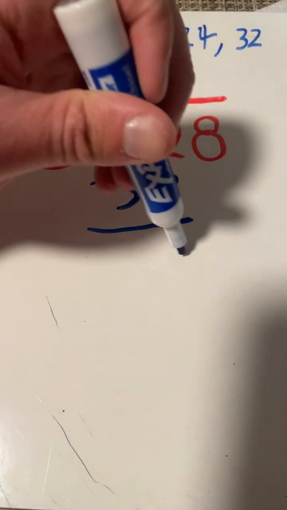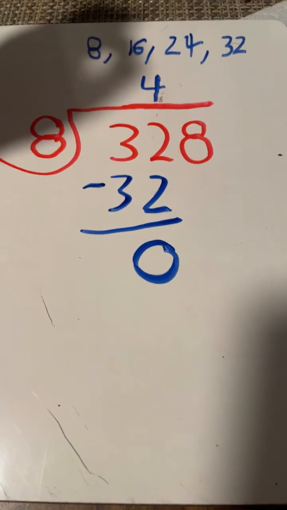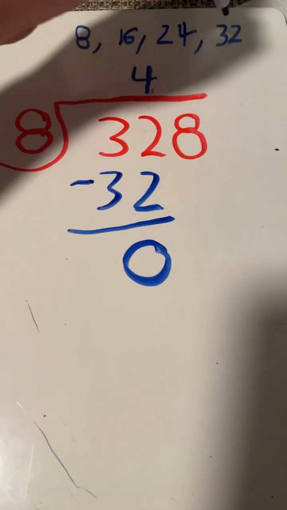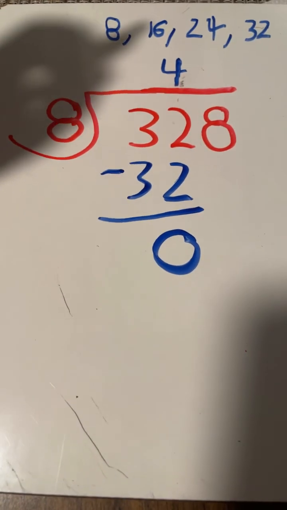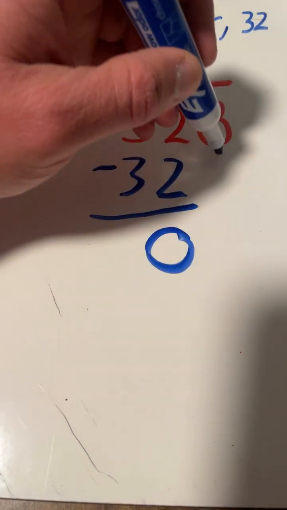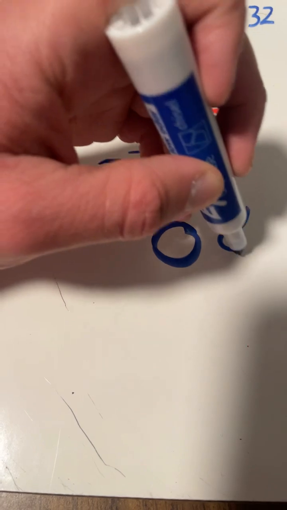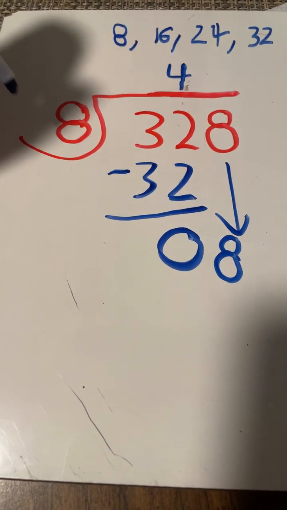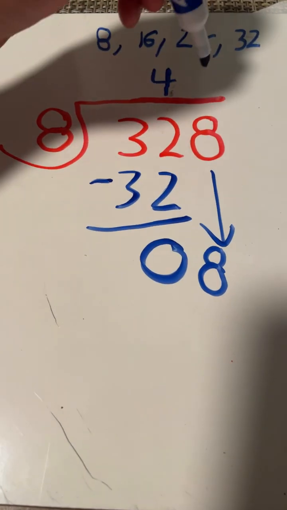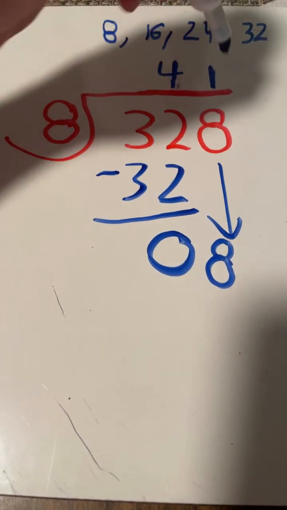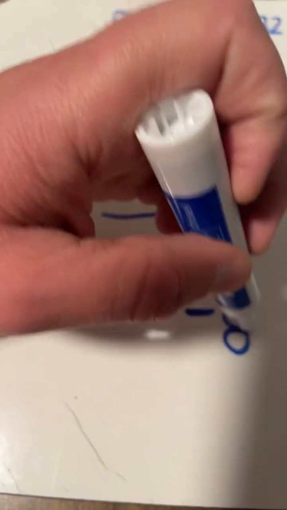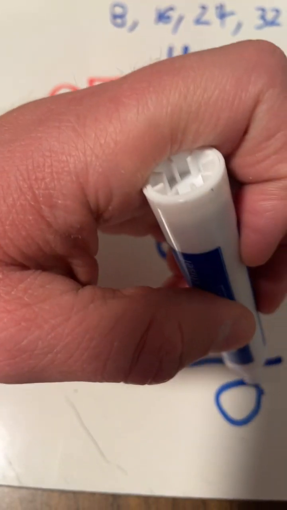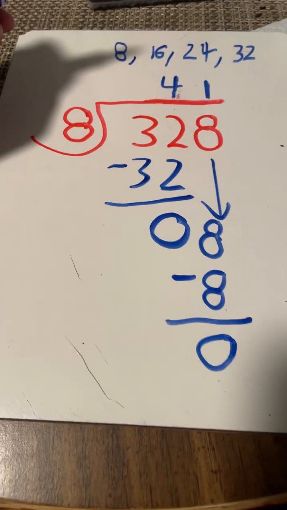32 minus 32 equals 0. As you saw when I skip counted, I landed right on the number 32. There was no remainder there. So final step, I'm going to bring down the 8. Eight divided by 8 equals 1. 8 minus 8 equals 0. And we have our answer.